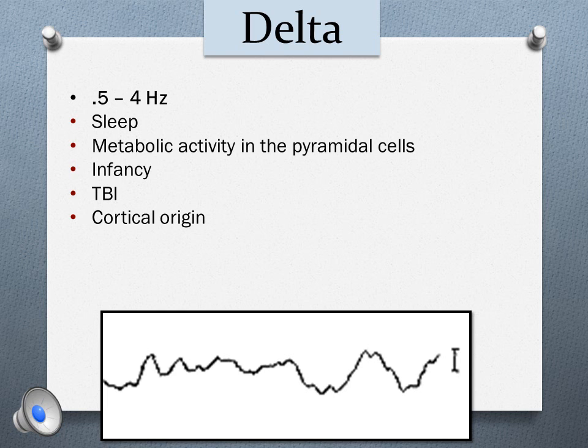We'll start with the slowest frequency range, which is delta, which is generally 0.5 to 4 Hertz. It's different in every book and every article that you read, but that's what we're going to use for this course. It is most indicated in sleep, and we're going to talk about that a little bit more in the next slide. It's very much indicated in metabolic activity in the pyramidal cells. It is very common in infancy. It's related to the recovery of TBI. Generally, if you're working with someone who has a traumatic brain injury and it's right after the injury, you really don't want to train down the delta because the brain needs to basically slow way down in order to heal. It is of cortical origin.